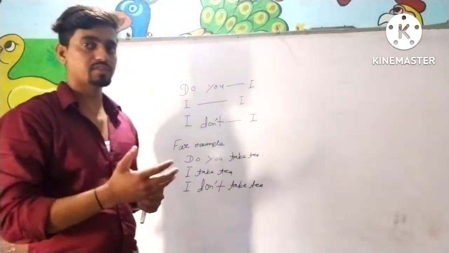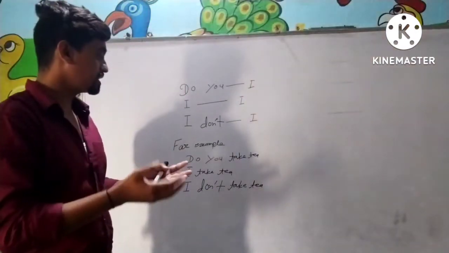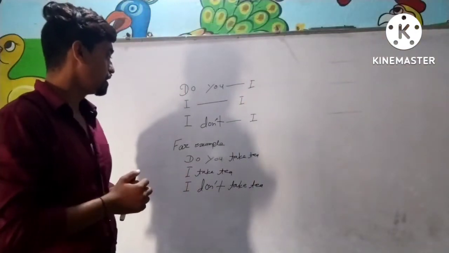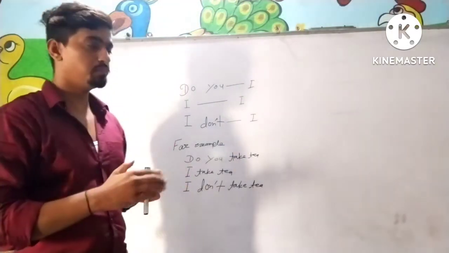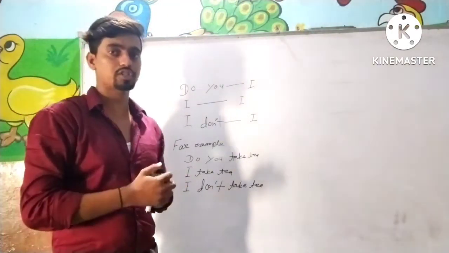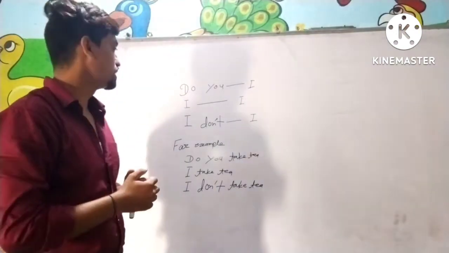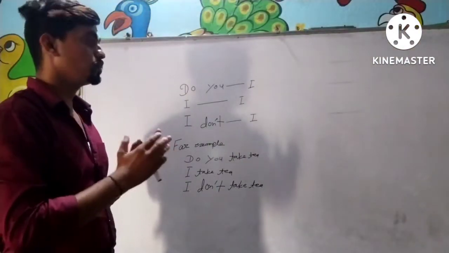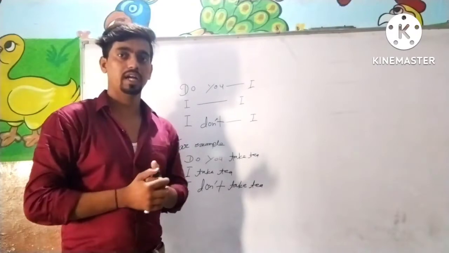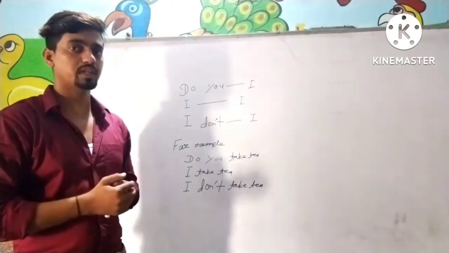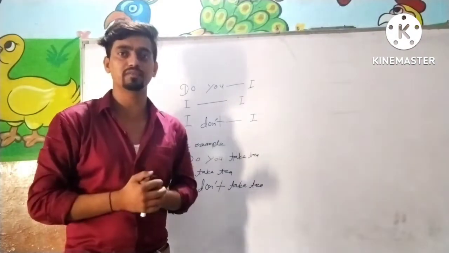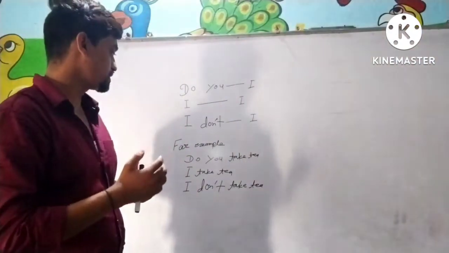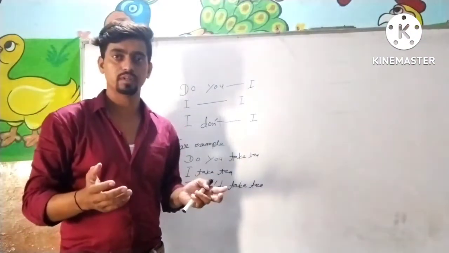The next action is to take food. If we are asking the question, we will say "do you take food?" If we want to answer, we will say "I take food". And if we want to refuse, we will say "I don't take food".